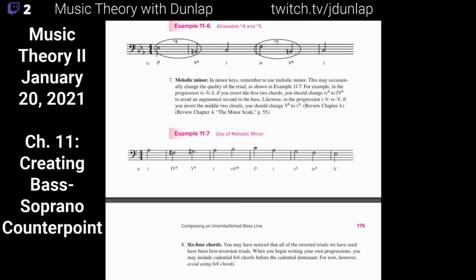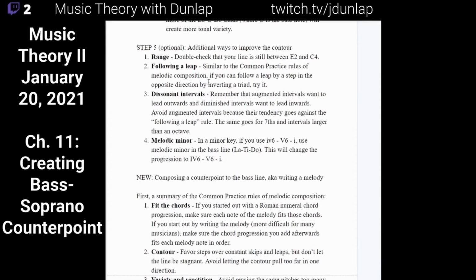And then the inflection of an augmented interval is resolution outwards, so we avoid it unless we're singing The Simpsons or Maria from West Side Story or things like that. And then finally, one more frill.